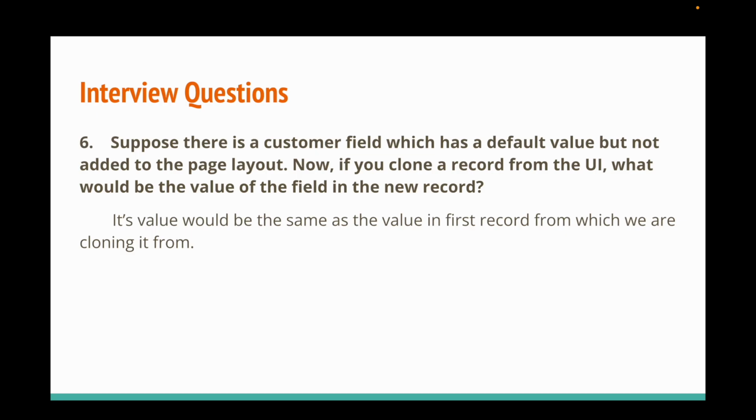So whatever value that field has, it could be the default value, or maybe the user has updated it on the back end, so it could be some other value. But if we are cloning from that record, it will hold the same value which the first record is holding, either the default one or the updated one.